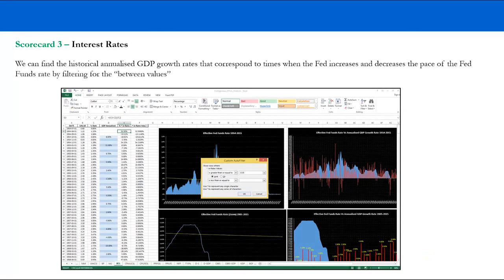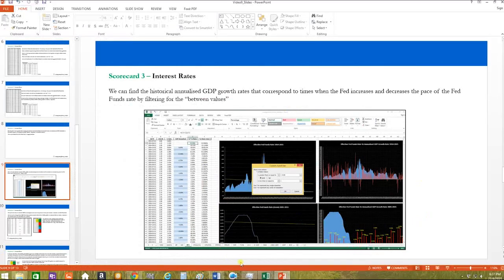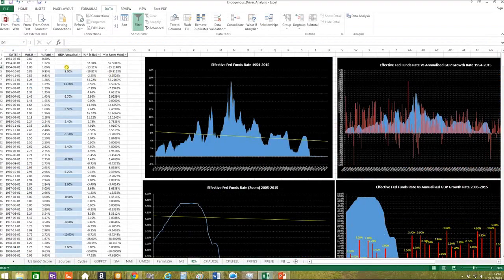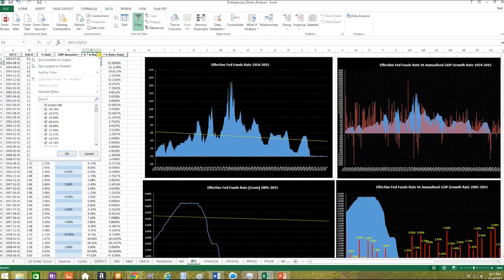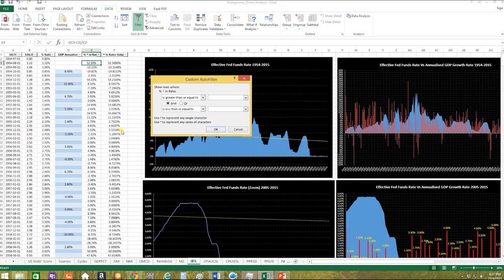So how do we actually do this? Well, I guess the best way to do this is to show you exactly by going into the spreadsheet. So if we go back to the spreadsheet here, you'll see that we have our column of annualized real GDP growth here. And we have all our filters still on our columns. And what we do is we take the percentage change in rates, and instead of filtering by more than, so greater than or less than, we filter for between values.